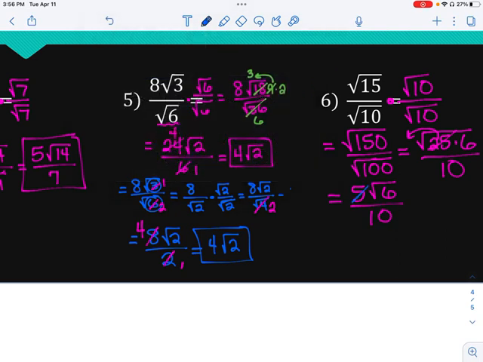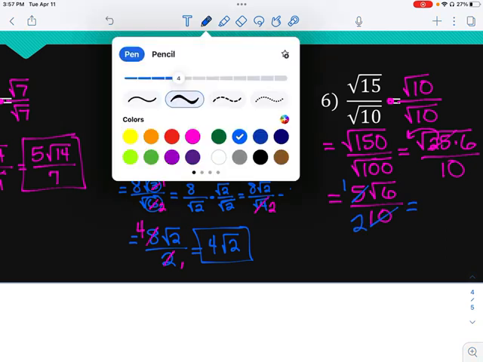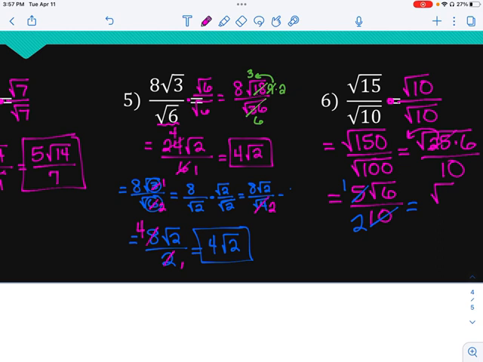And at that point, I can simplify the 5 and the 10. 5 goes into both of those. And we would be left with square root of 6 over 2. And that would be my answer. If I were to do it the other way, so let me just show that as well.